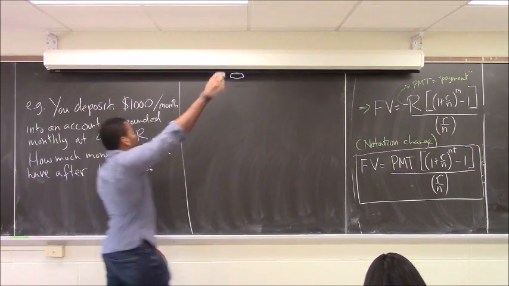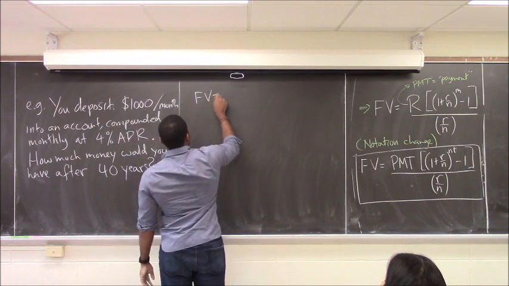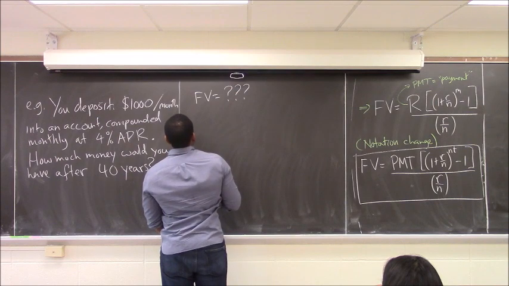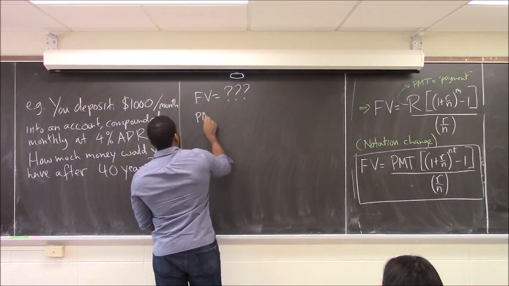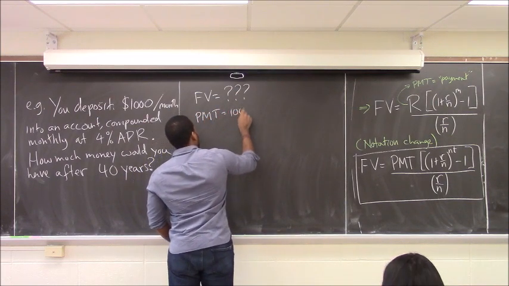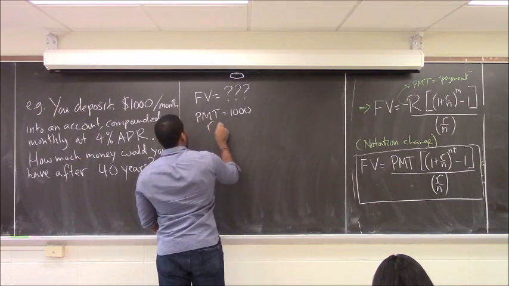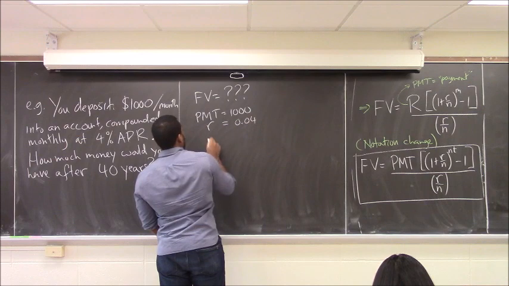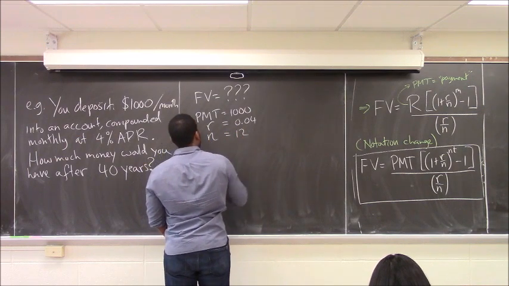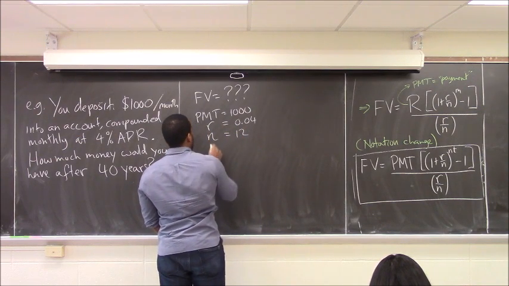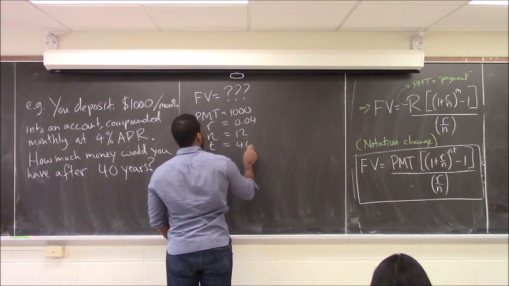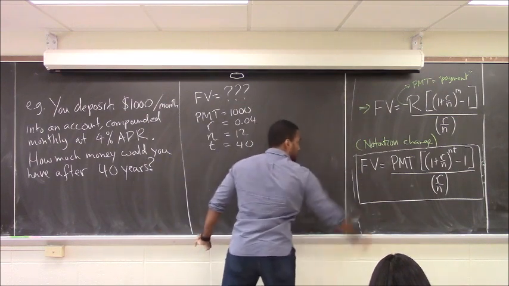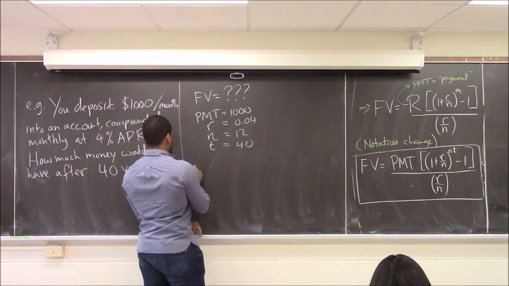Well, the future value of this money is what I want. I don't actually know that. But what I do know is that I'm putting in payments of $1,000. I also know that the interest rate is 0.04. I also know that N is 12, it's compounded monthly. I also know that T is 40. And that's all I need for the formula, so now I'm just going to plug it in.